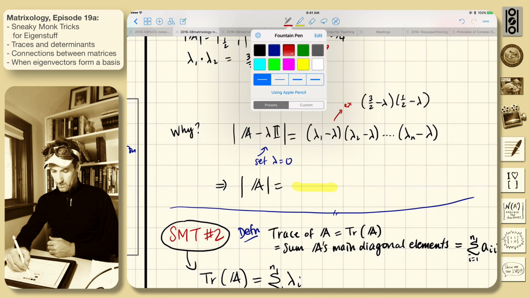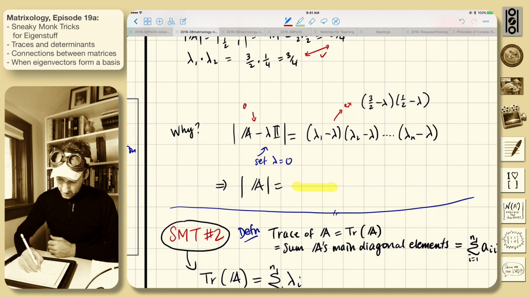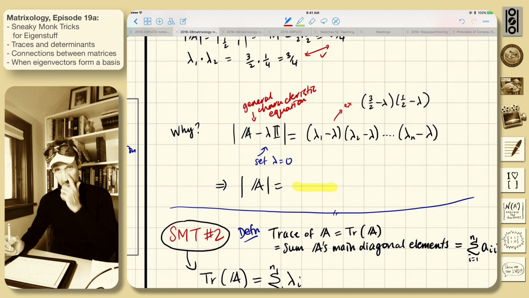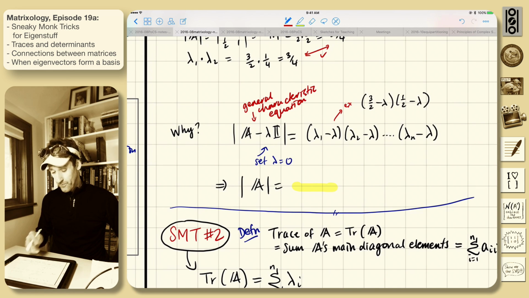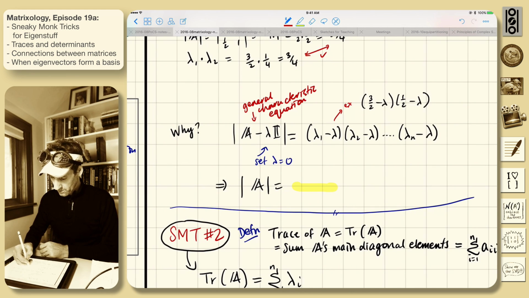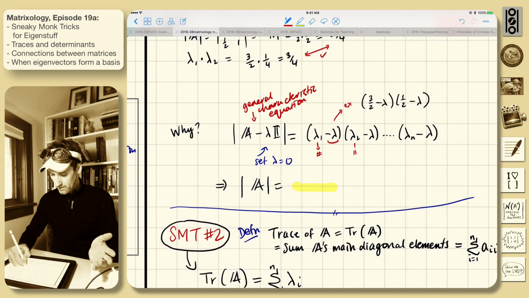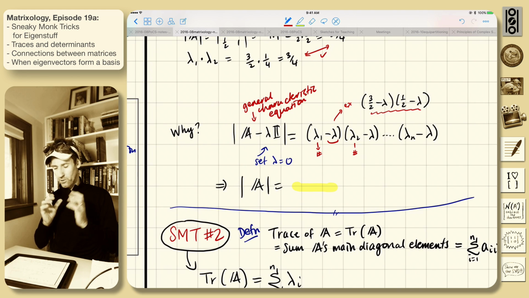Here's the general characteristic equation for an n by n. The excitement is just building here. It's a whole slew of these little SMTs, sneaky monk tricks. So in general, it's some nth order polynomial. There are minus lambdas in it, so it's better to write them like this. So here's a minus lambda. This is some number, of course, lambda 1, whatever it is, lambda 2. So here's our example for our little 2 by 2.